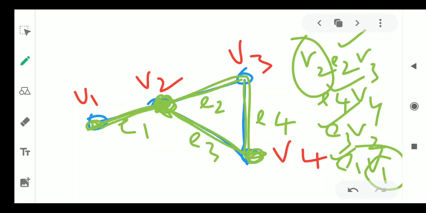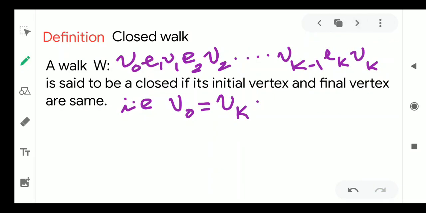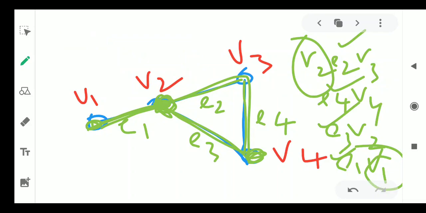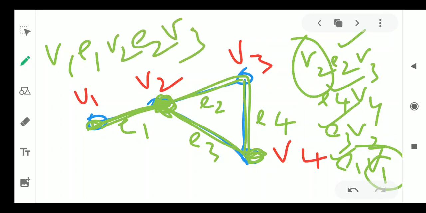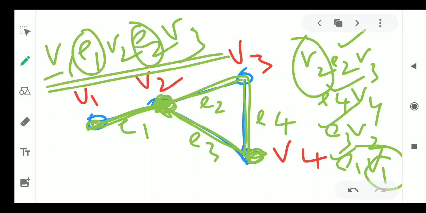But in a path, no vertex and no edge must be repeated. That's an example of a path. So in this, I can take V1, E1, V2, E2, V3. So it's a path having edges E1 and E2 and vertices V1, V2 and V3. V1, V2, V3 are different, E1 and E2 are different. So I can call this a path of length 2.